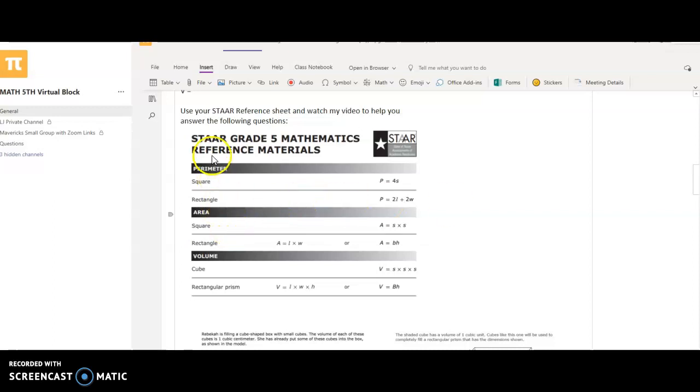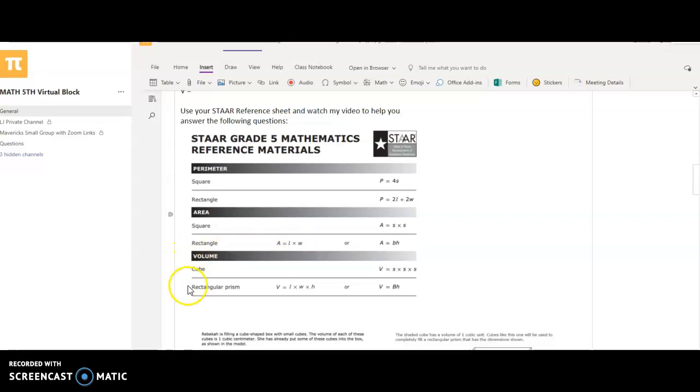Well, today we're going to look at our star reference sheet and apply it to our problems because I want you to get used to using it. So we're not going to worry about perimeter today, but I do want you to take a look at area and volume. Now we know that the formula for the area of a rectangle is area equals length times width.